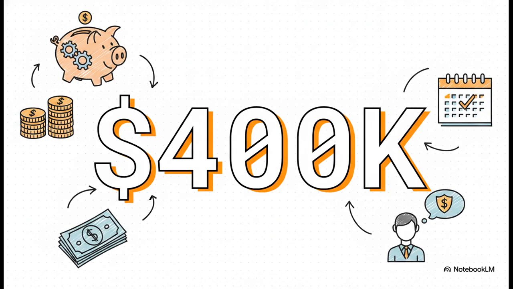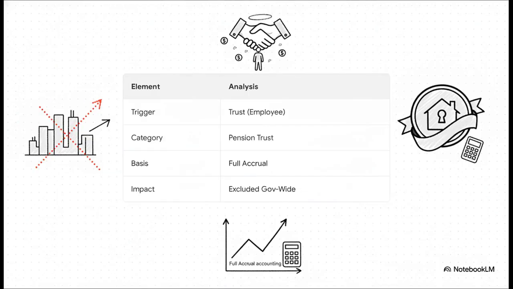Final scenario. Riverton deducts $400,000 from employee paychecks for pension contributions. Who actually owns this money? Well, the government is just holding the bag. It's the employee's money. So ownership dictates this is a fiduciary fund, specifically a pension trust fund.